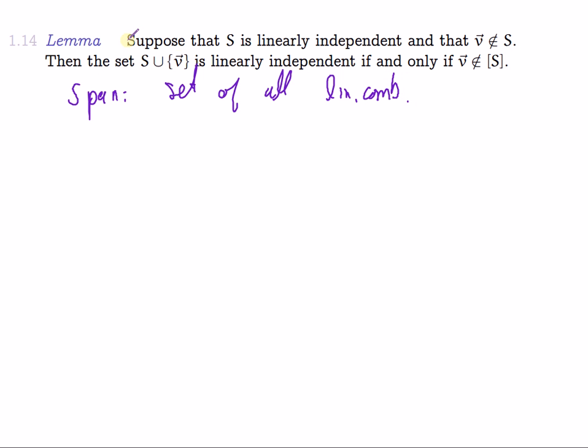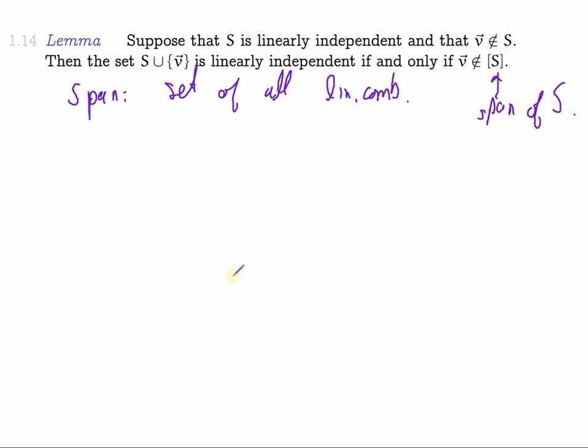Okay, so we have this lemma. Suppose that S is linearly independent and you have a vector V that's not in S. Then the set S union V is linearly independent if and only if V is not in the span of S.